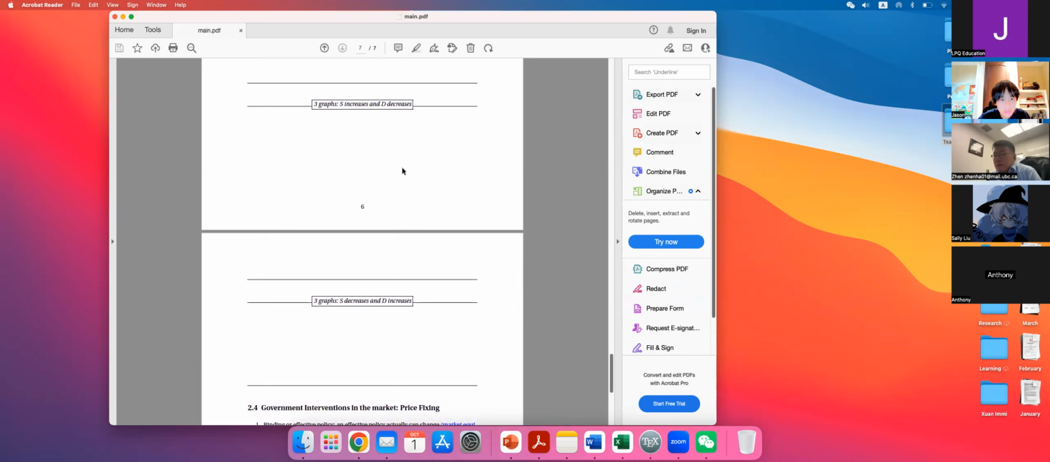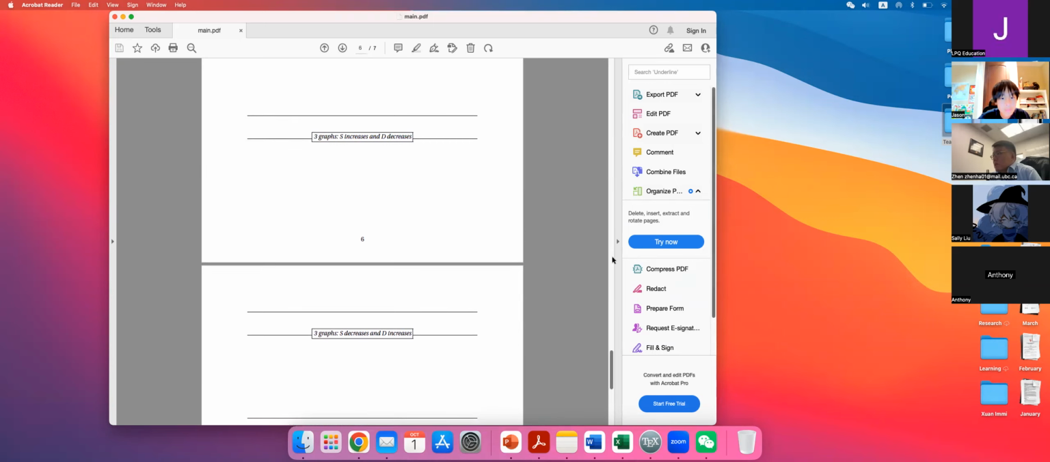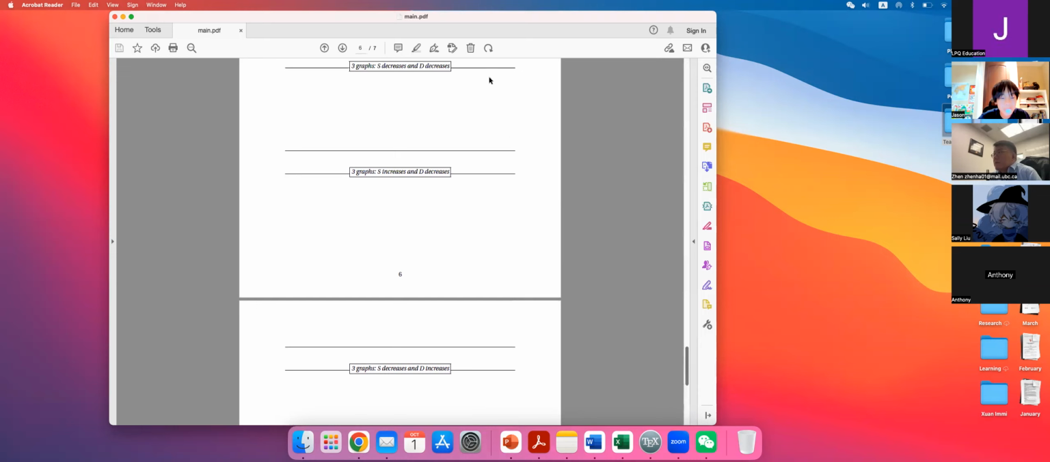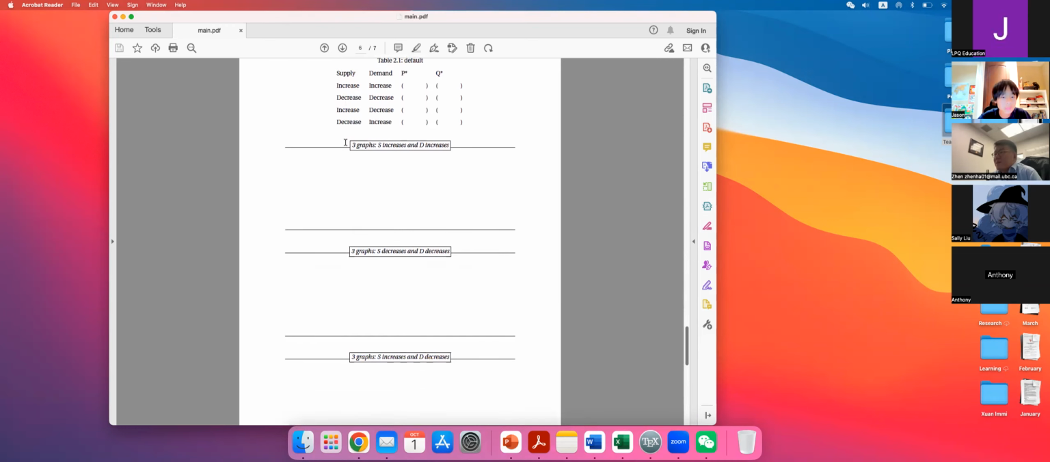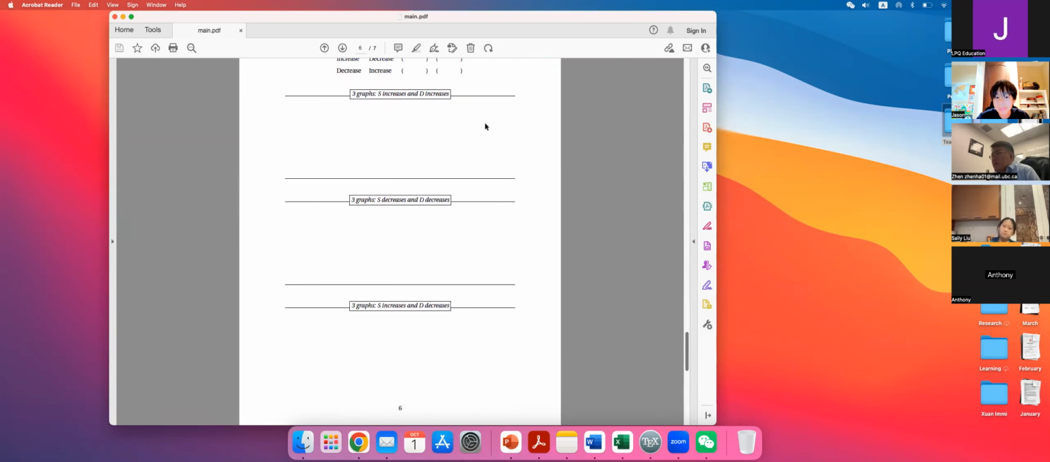We haven't finished our notes number 2, right? Did you guys finish all the double shifting graphs? Did you guys finish the double shifting graph? Yes or no?